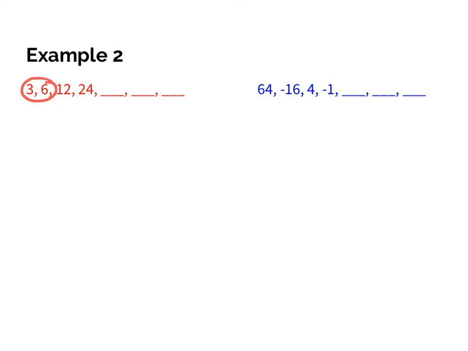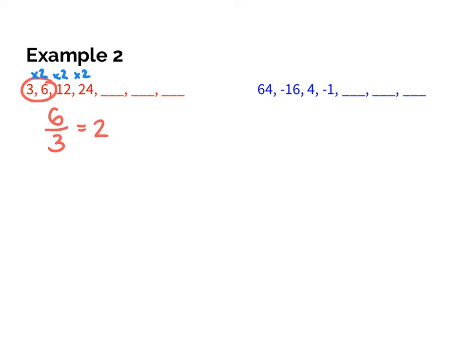So to figure that out between these first two numbers, I'm going to take the second number, 6, and divide it by the first number, 3. 6 divided by 3 would give me 2. Now notice if I think about that number 2, 3 times 2 would give me 6. 6 times 2 would give me 12. 12 times 2 would give me 24. So therefore, I know that my common ratio is going to be that value of 2.